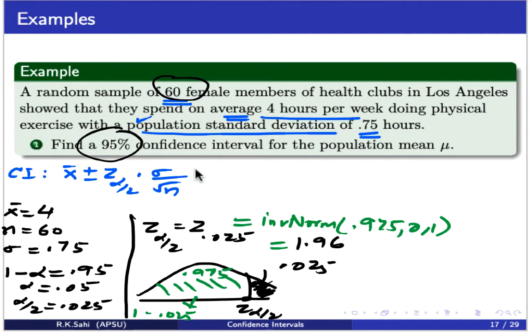Now we've got all the terms. We just plug in the values. So x bar is 4 plus minus z alpha by 2 is 1.96 times sigma. Sigma is 0.75 over square root of 60, which is 4 plus minus, when you do the math over here, guys, we are going to get that to be 0.1897.